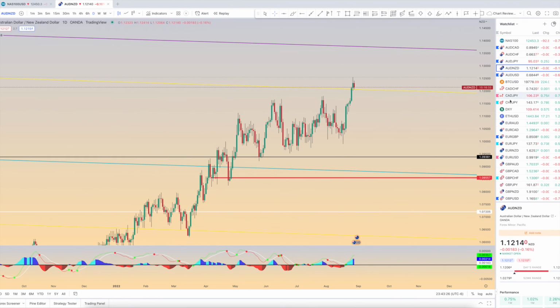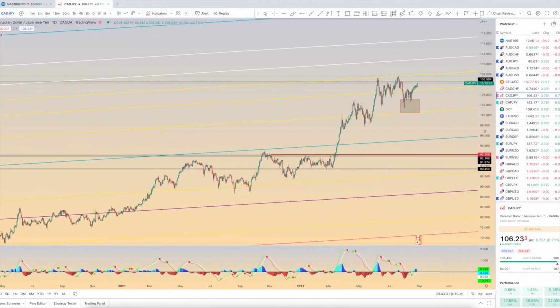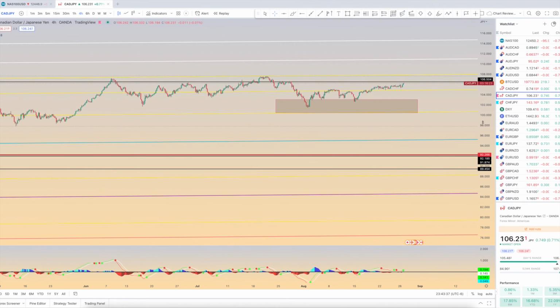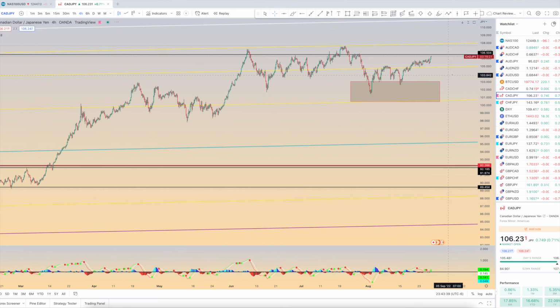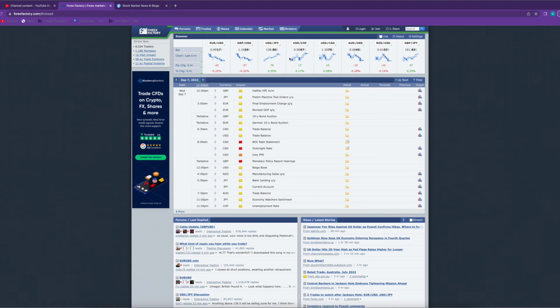Look over here, maybe any CAD pair. Let's go CAD JPY. CAD JPY might have some potential movement in a week. Where is that going to go? So we can analyze. We drew a large fib. Here was a reversal. It could possibly bounce off this area and start dropping, depending if rates start to decrease. So lots of things to keep in mind.